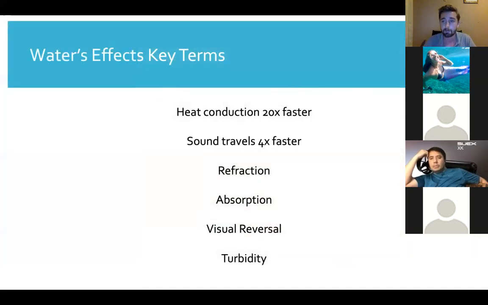Okay. So with water's effect on our three things there of heat, sound, and light, these are kind of our main terms. You can find these in the handout I sent to you guys as well. But the main facts that are going to come up within PADI exams at the professional level are going to be dealing with the speed of heat that we're losing 20 times faster, speed of sound traveling 4 times faster, and the concepts of refraction, absorption, visual reversal, and turbidity. Those are kind of our key terms.